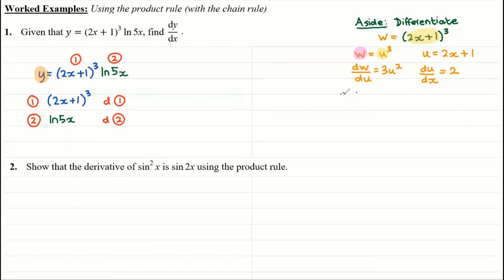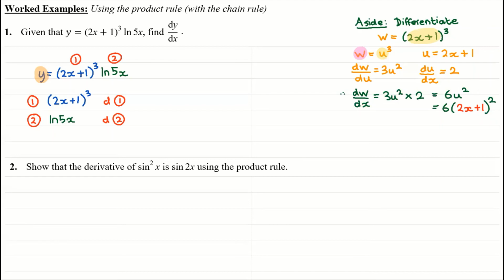So therefore, dw by dx, which is what I want to find. If I'm differentiating w and it's a function of x, then dw by dx is the derivative. So this is going to be 3u squared multiplied by 2. Okay, substitute the u back in, and obviously I can do the 3 multiplied by 2. So this is going to be 6u squared, which equals 6 multiplied by u, which is 2x + 1. So we'll sub that back in. Okay, and that's all squared.